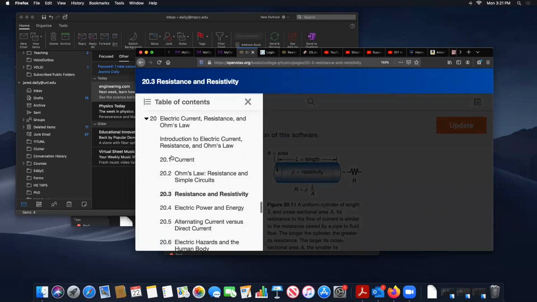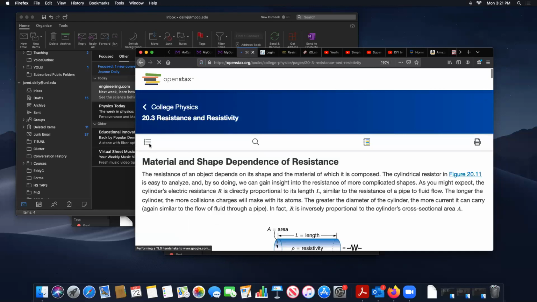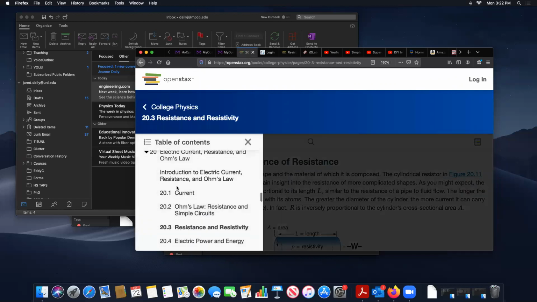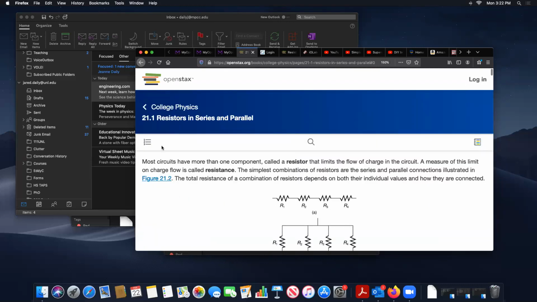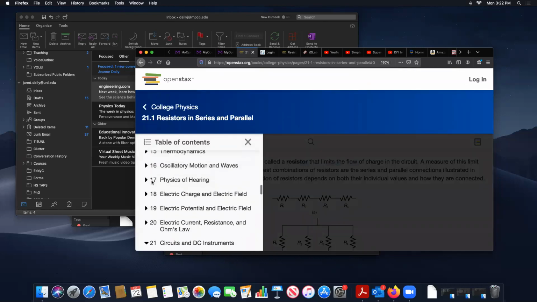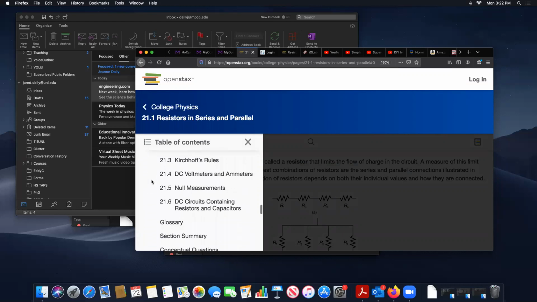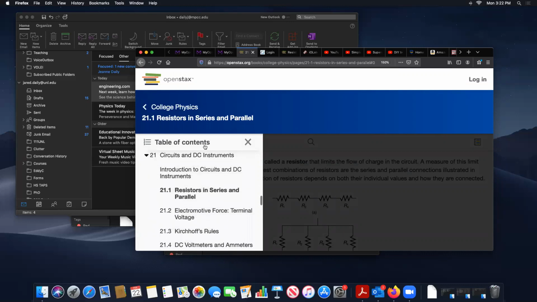There's some good stuff in chapter 21. In chapter 21, we're going to take circuits to a whole new level. And then we're going to start off with resistors. Now, we already talked about capacitors somewhere, didn't we? Can't remember if we did or not. Yeah, we did. We talked about capacitors in series and in parallel.